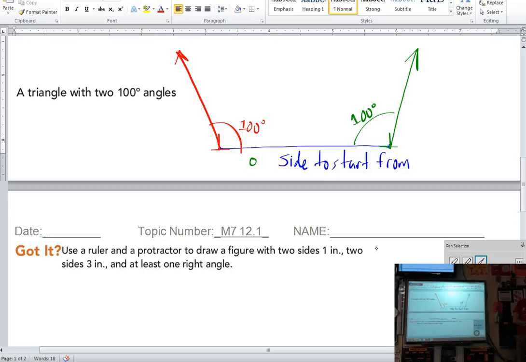Now, Jack, is that a triangle? Why not? It doesn't close. This is not even a polygon. Because to be a polygon, it's got to close. So this can't be made.